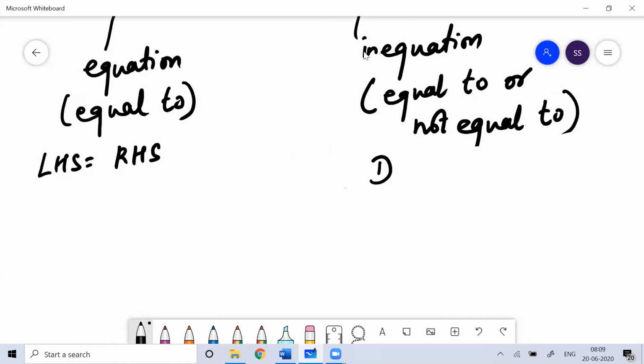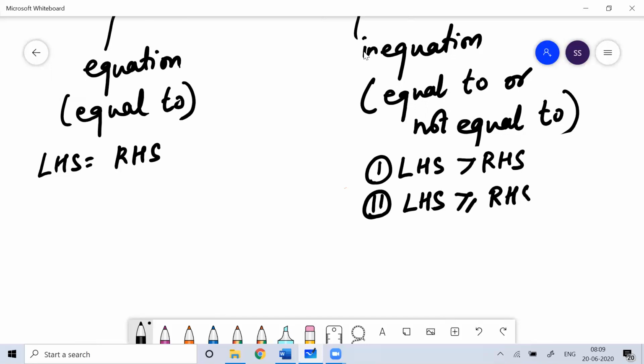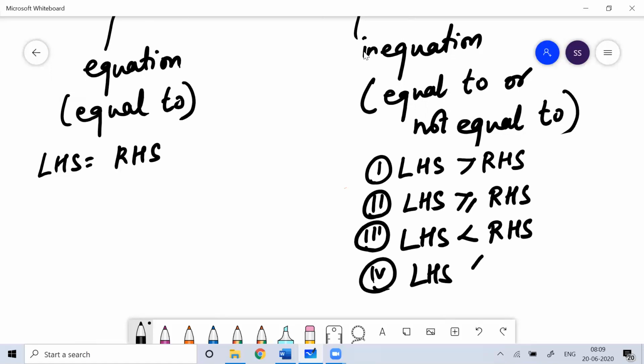So if your LHS is not equal to RHS, what can happen? LHS can be greater than RHS. It can be greater than or equal to RHS, or LHS can be less than RHS, or the relationship can be LHS less than or equal to RHS. When you're finding the relationship between LHS and RHS in the form of inequation, you can think about that relationship in these four forms.